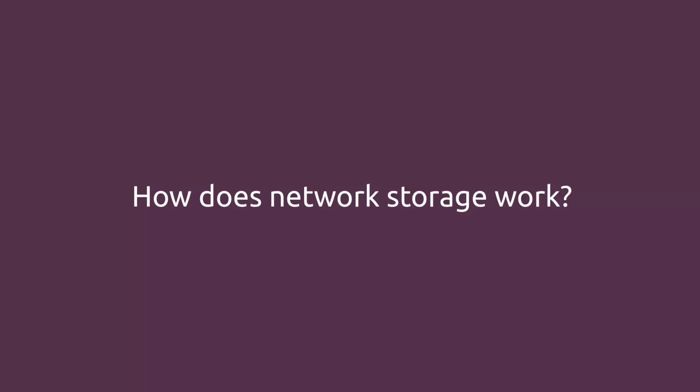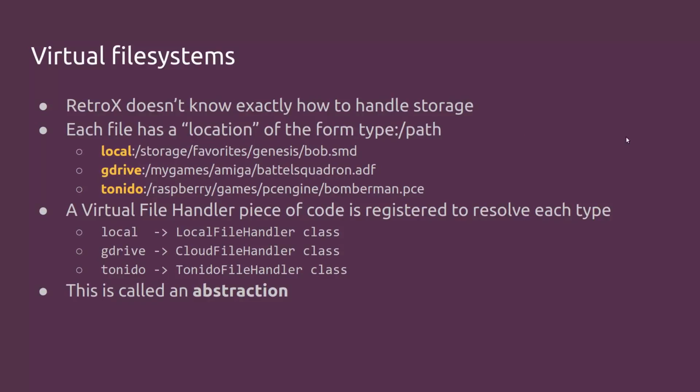And the last question is, how does network storage work? What I did in RetroX is to separate between the storage of the files and what RetroX sees. I did a method that doesn't require RetroX to know where the files are. RetroX doesn't know exactly where the games are. What I do inside is that I save the location of each file, and that location has this structure. There is a type, a colon, and a path.